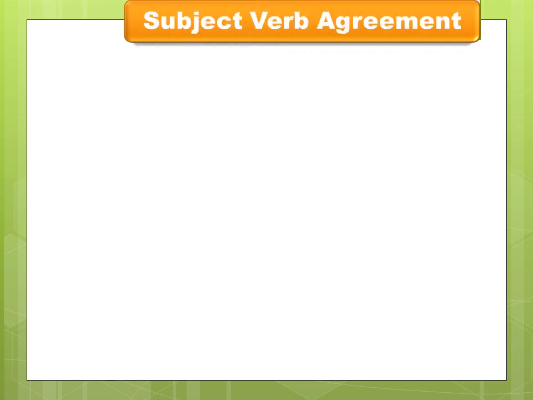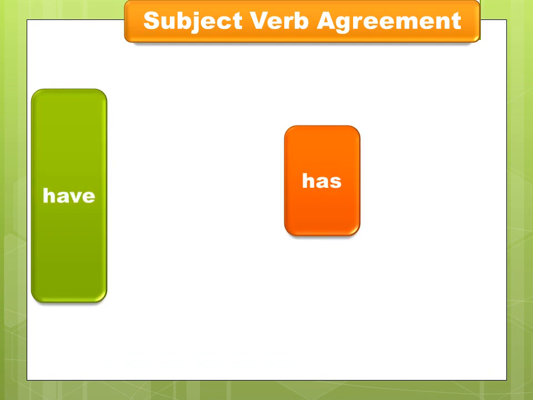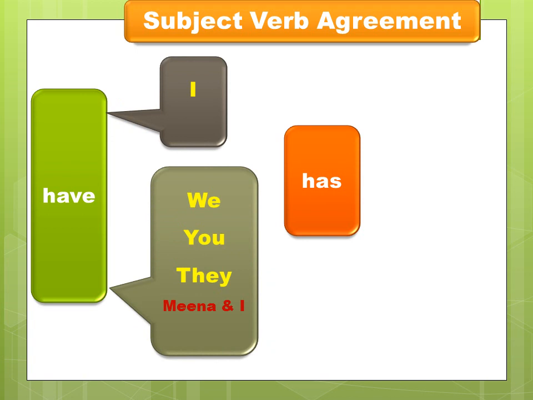Now let's understand the subject verb agreement while using the to be verbs have and has. With the pronoun I, we use the verb have, and here I is singular. We, you, they, Meena and I, all these are plural nouns and pronouns. With this we use the to be verb have.